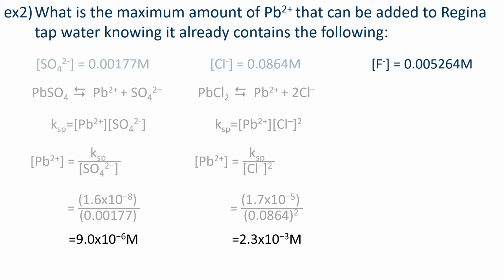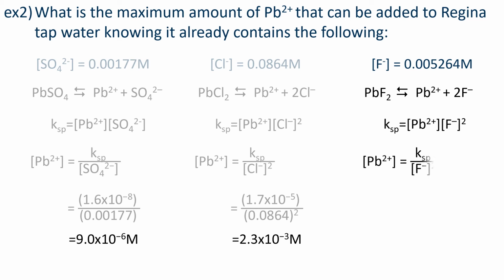The other possible solid is lead-2 fluoride. So I write the balanced decomp for lead-2 fluoride that breaks up into lead-2 ion and fluoride ions. I'm going to write the KSP expression from the balanced decomp equation, and then I will isolate Pb2+ by dividing both sides by the F minus concentration squared. And for the last time, I'm going to get the KSP number off the green sheet for lead-2 fluoride and substitute that into my equation and divide by the fluoride concentration squared. And that gives me 1.3 times 10 to the negative 3 molar.